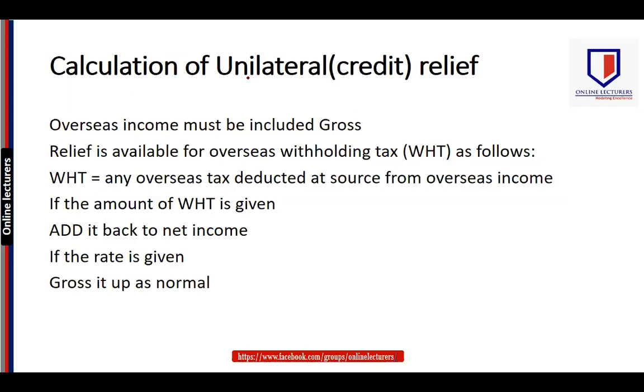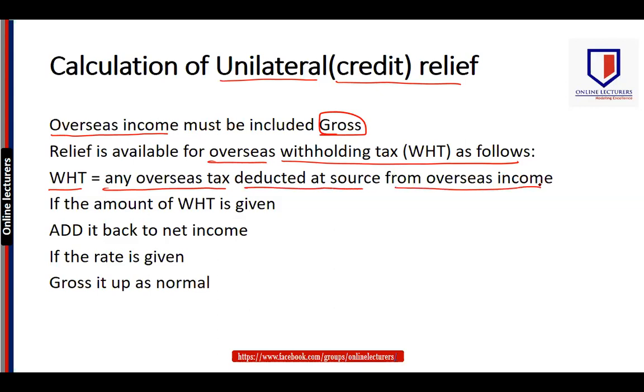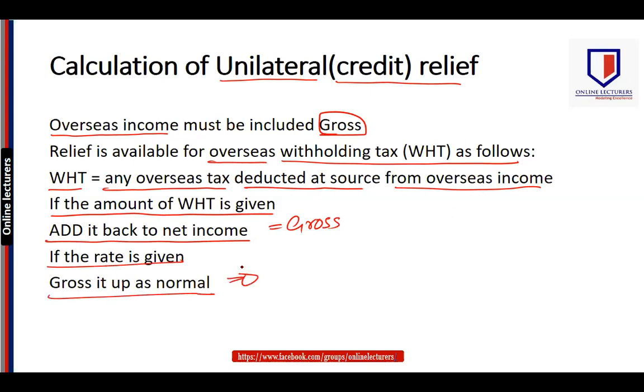The calculation of the unilateral credit relief method. All overseas income that we have to consider must be included gross. It means that whatever tax is deducted overseas, you have to add it back. So relief is available for overseas withholding tax as follows. What is withholding tax? Any overseas tax deducted at source from the overseas income. If the amount of WHT is given, add it back to the net income to make it gross income. If the rate is given, then gross it up as normal by considering the rate of deduction. For example, if the rate of deduction is 20%, then divide by 0.8 to make it the gross income.